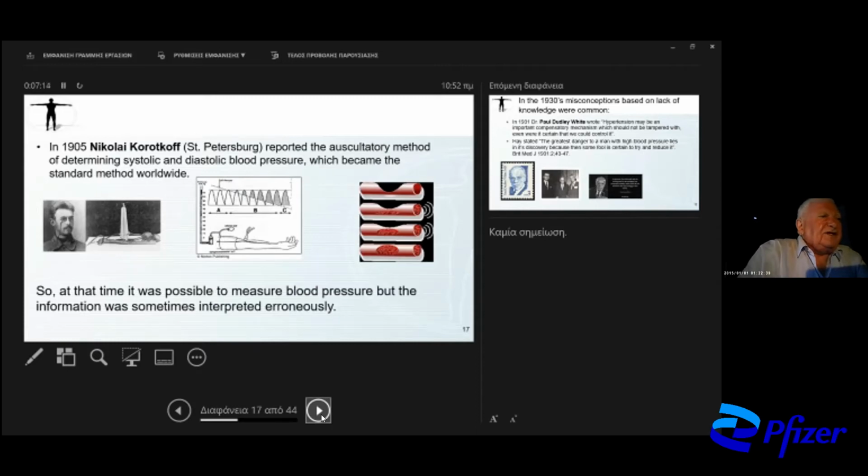In 1905, Nikolai Korotkov, St. Petersburg, reported the auscultatory method of determining systolic and diastolic pressure, which became the standard method worldwide. In the middle, you see his explanation of the measurement. I think that many of us use this graph, at least I do, while teaching the students in medical school about understanding how blood pressure is measured.